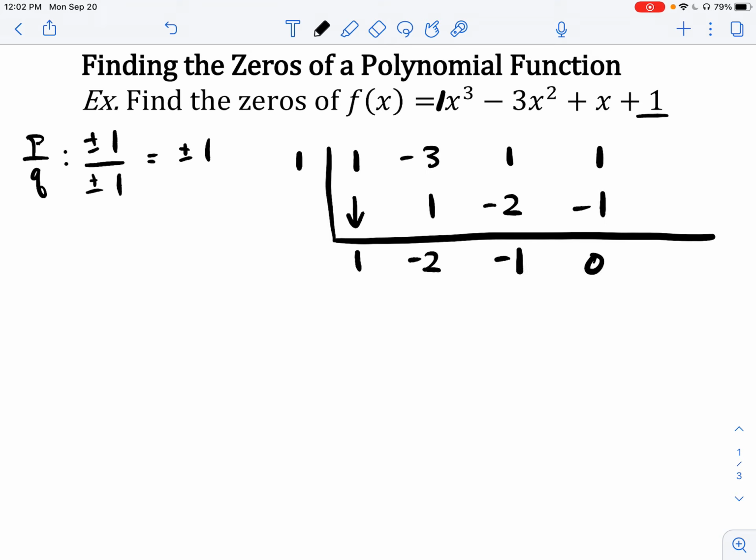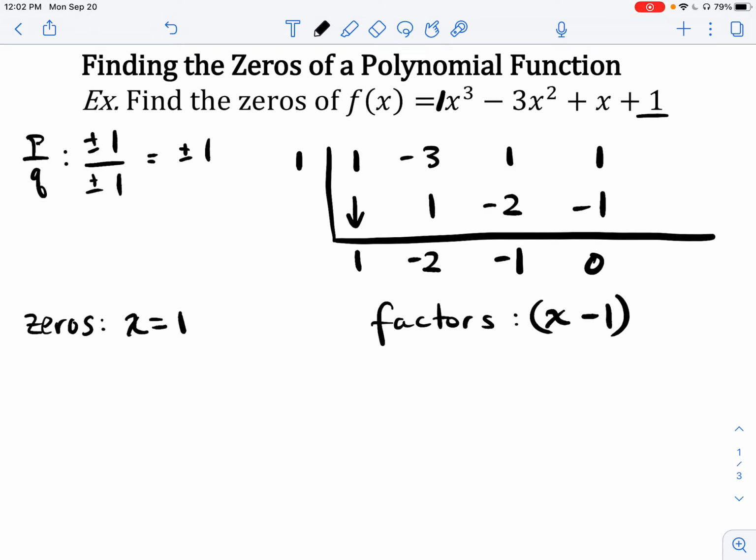And there you have it. We see that 0 is our remainder, which tells us that x minus 1 is indeed a factor. So far we can say that one of my zeros is x is equal to 1, and one of my factors is x minus 1. We know that this is one of our factors.